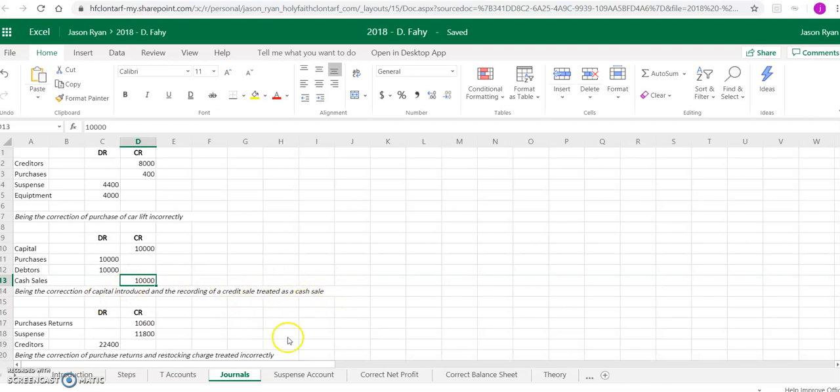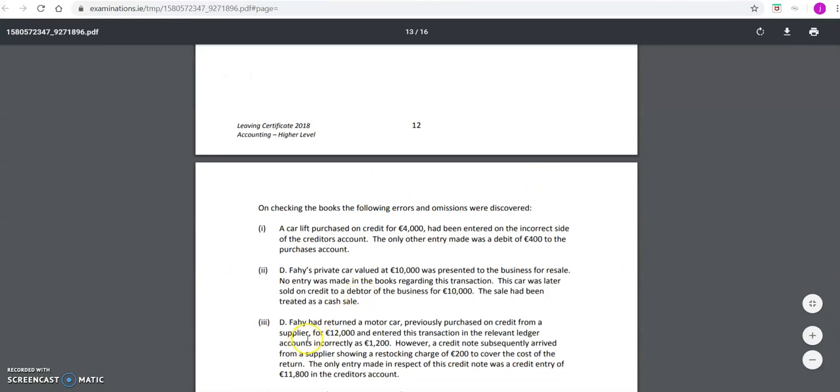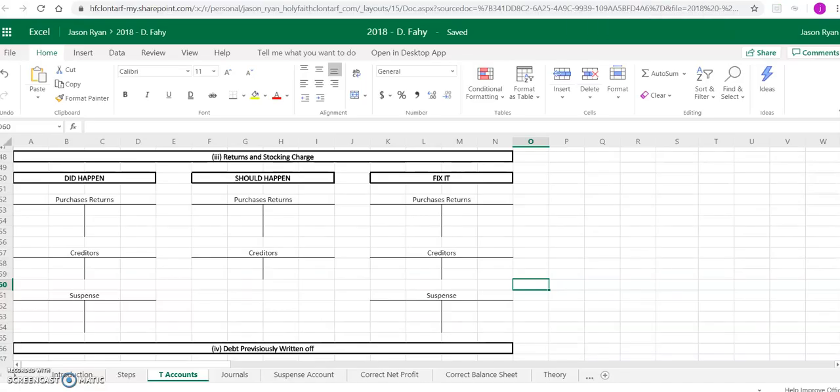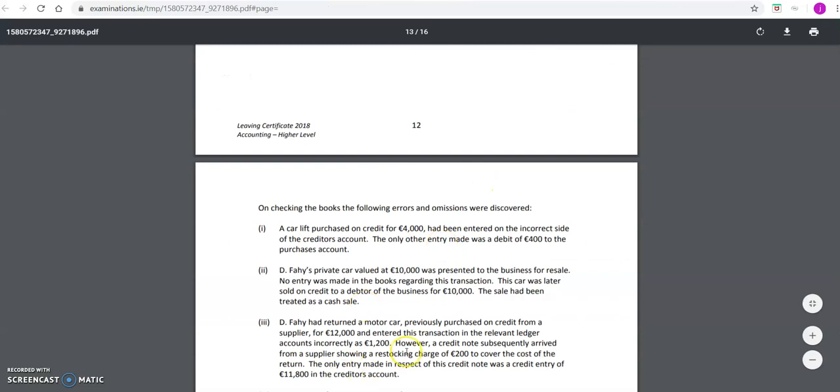So just taking something from the question itself, the start of the narration says being the correction of. Okay, let's have a look at the third one. So D5 returned a motor car previously purchased on credit from a supplier for 12,000 and entered this transaction in the relevant ledger accounts incorrectly as 1,200. So for that then, you're going to need your purchase returns and your creditors account. So they put it in as 1,200.